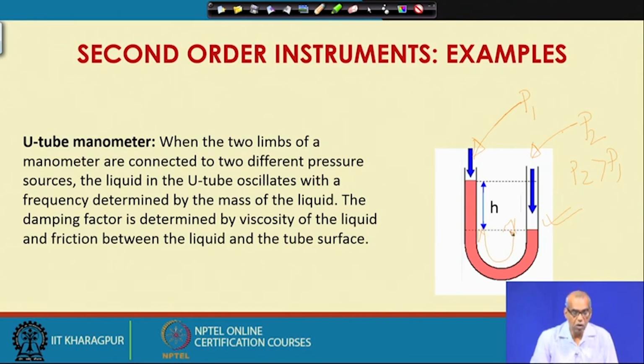and these oscillations will be with a frequency that is determined by the mass of the manometer liquid that is present within the U-tube manometer. These oscillations will be opposed by the viscosity of the liquid and also the friction of the liquid with the surface of the U-tube. So, the damping factor is determined by viscosity of the liquid and the friction between the liquid and the U-tube surface.